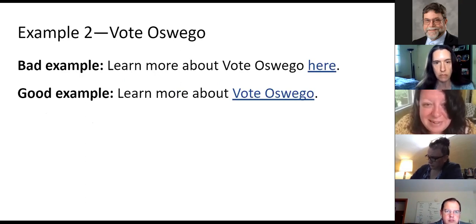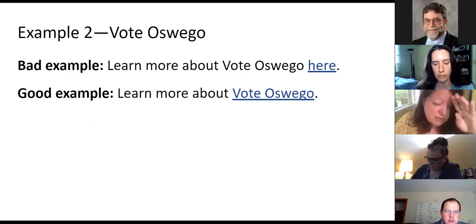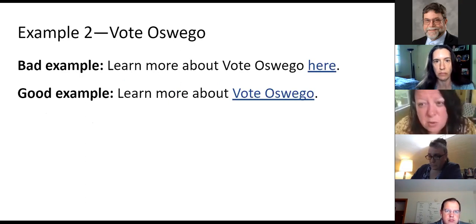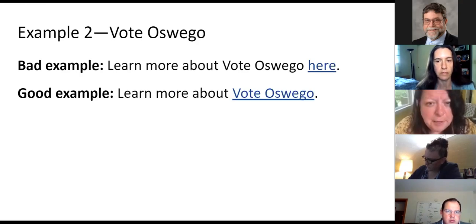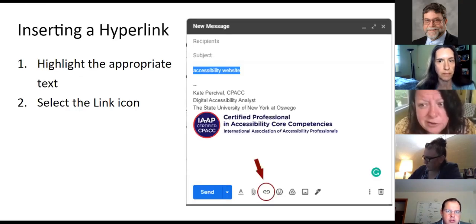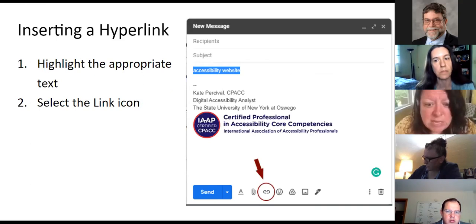Here is the bad example where we talk about the fact that you can learn more about Vote as we go here. Here doesn't tell us where we're going. And really it's just kind of an additional word that's not needed in this situation. All we had to do was highlight the Vote as we go and use that as the clickable link, which makes it much more clear and identifiable where we are going to be taken if we click on that link. So again, how to do it is in our next slide.